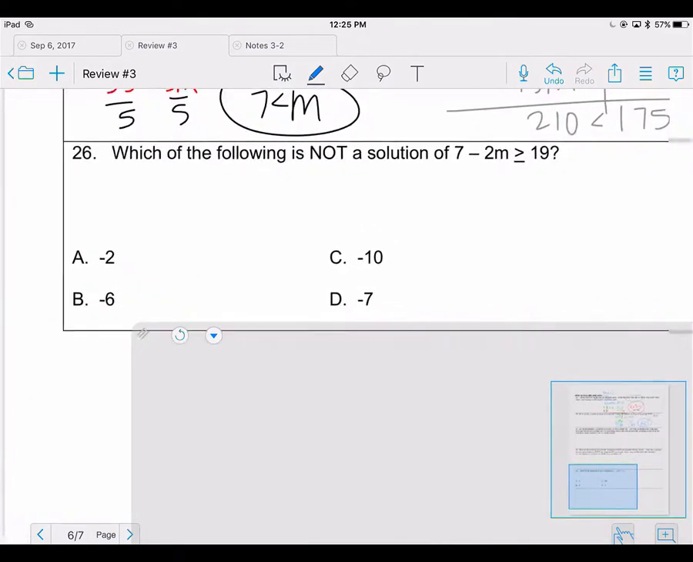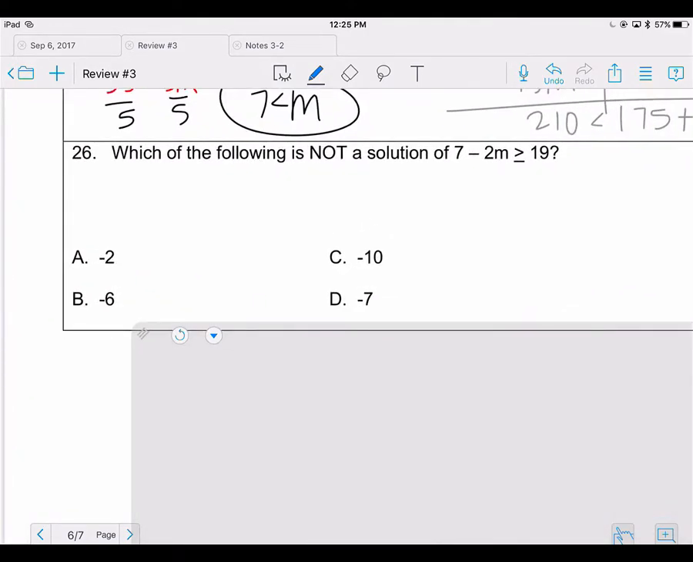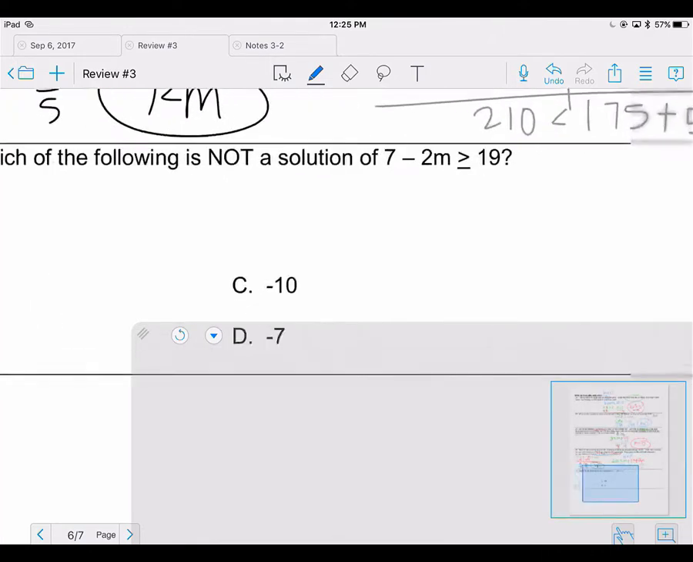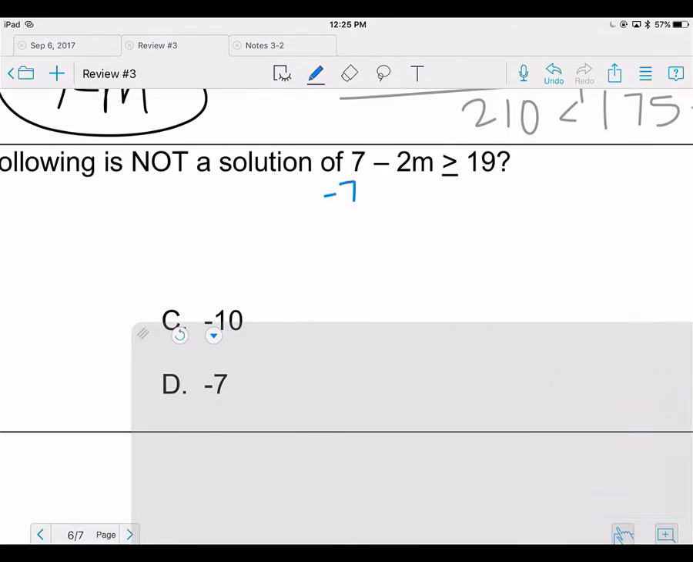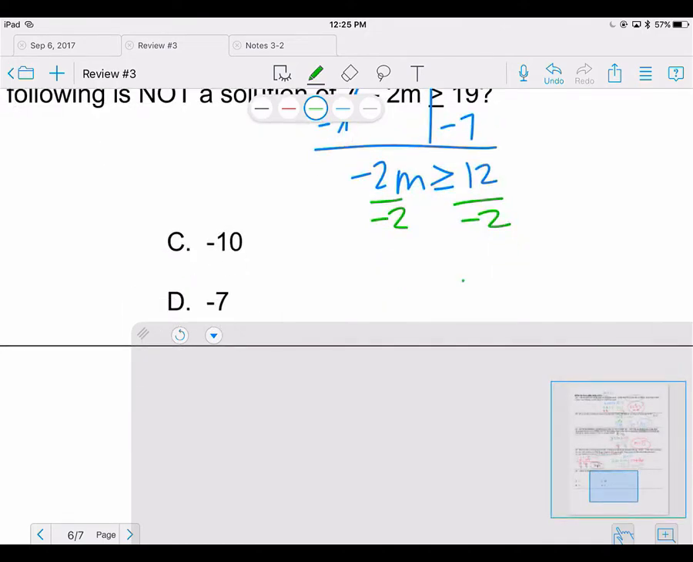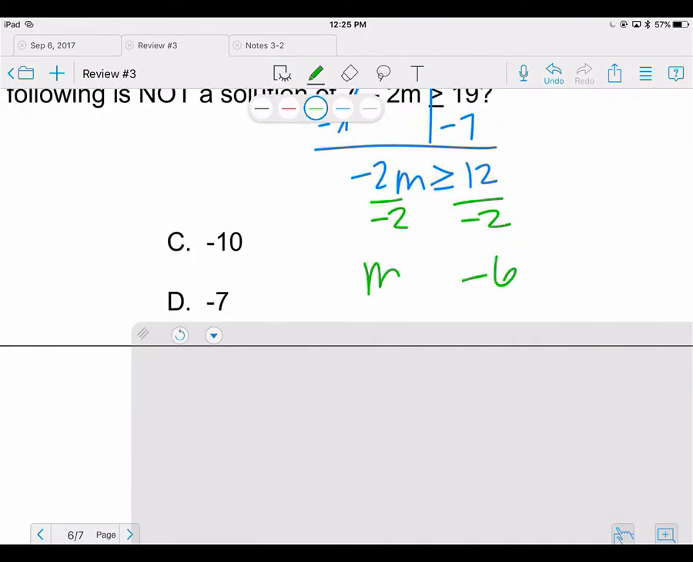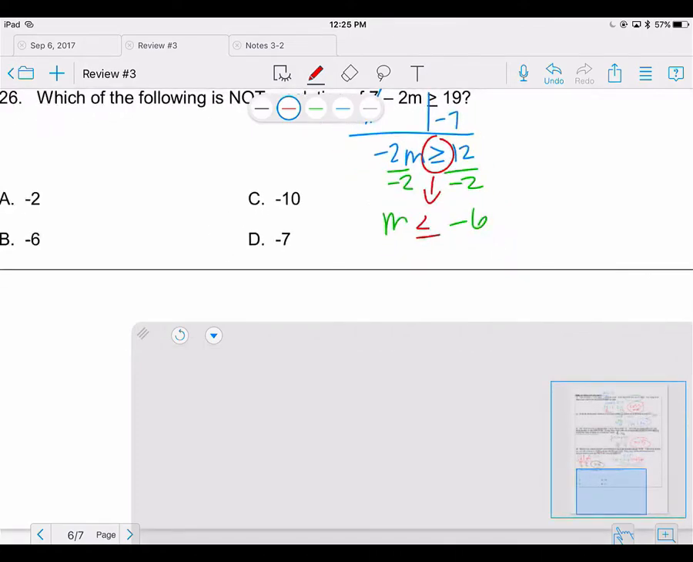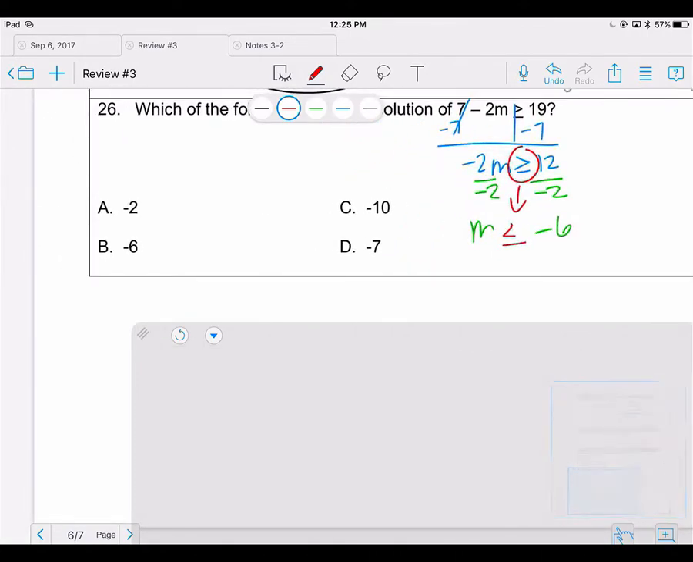On problem 26, they ask which of the following is not a solution to 7 minus 2m is greater than or equal to 19. So first I have to find out what possible solutions would be. I subtract 7 from both sides, so negative 2m is greater than or equal to 12. Divide by negative 2. Because I divided by a negative, I have to remember to flip my sign to face the other direction. So my solution is that m is everything less than or equal to negative 6.